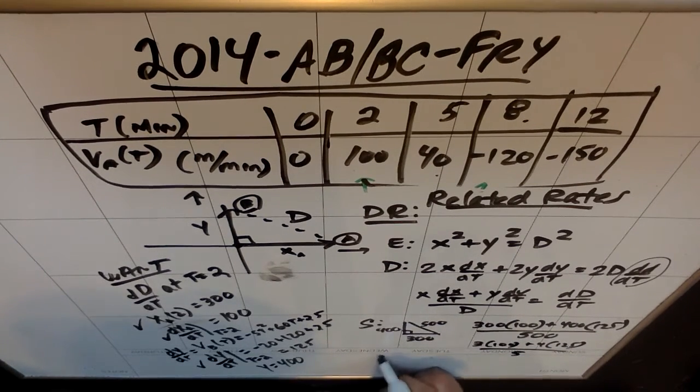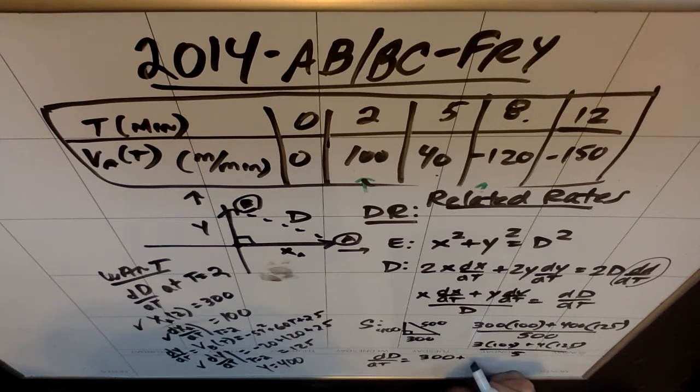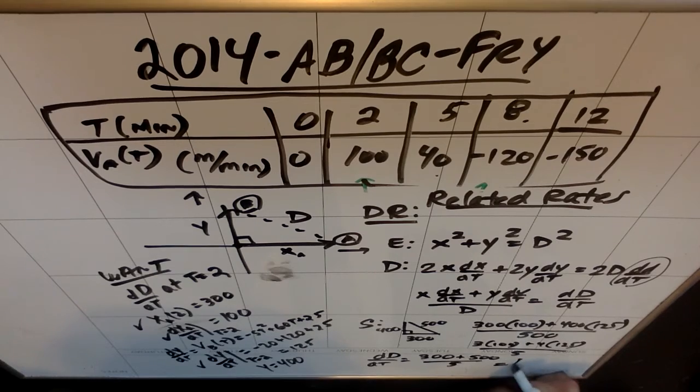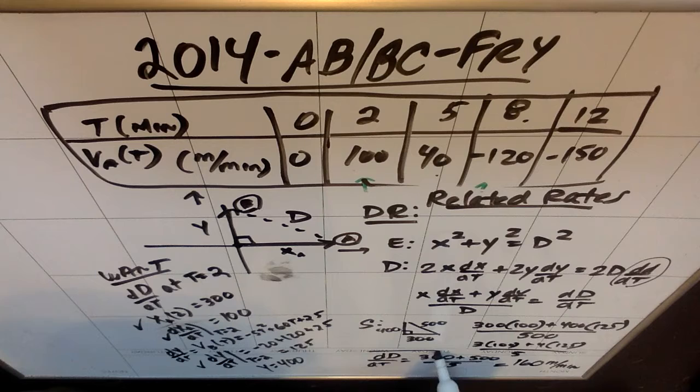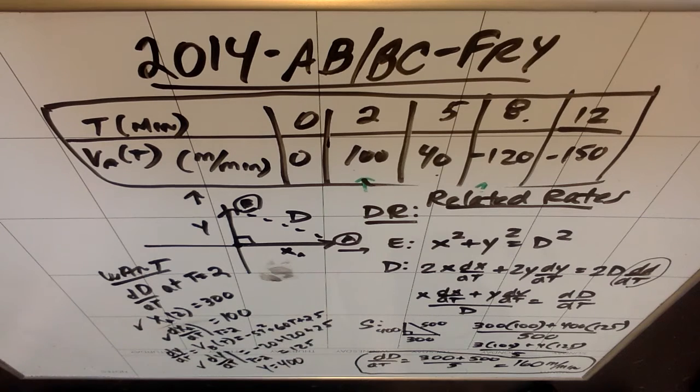So I'm going to get that my dd/dt is 300 plus 500 all over 5, which should be 800 over 5, so 160 meters per minute. So that is how fast the distance is changing, 160 meters per minute. Now, that was a pretty tricky part D, I'm not going to lie. And I also feel like this train A and train B leaving the station is the stuff of math nightmares. But there you have it.